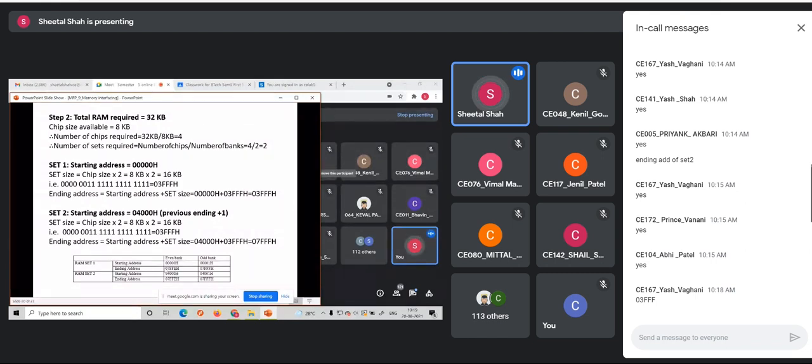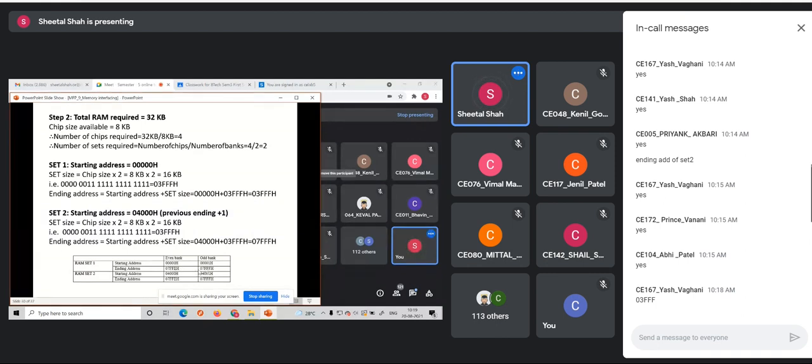Sorry, the ending address should be 03, not this. It is not 7. Okay, there is a mistake here. It should be 03FFE as well as 03FFF. This would be my last address of the first set of this RAM. Are you able to get this? Here there is a mistake.